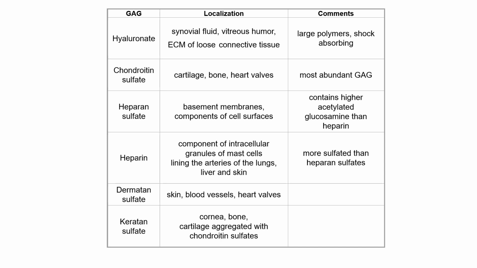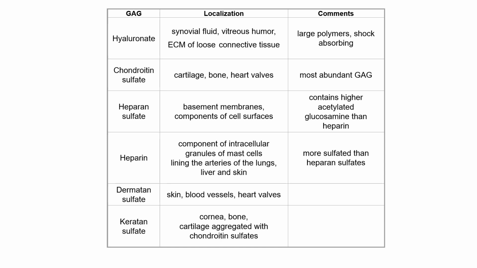So talking about hyaluronate, it is localized in the synovial fluid, the vitreous humor, and the ECM of loose connective tissue, and it acts as a shock absorbing molecule and they are large polymers. Talking about the second GAG, which is chondroitin sulfate, it is mainly localized in the cartilage, bone, and heart valves, and it is one of the most abundant GAGs.